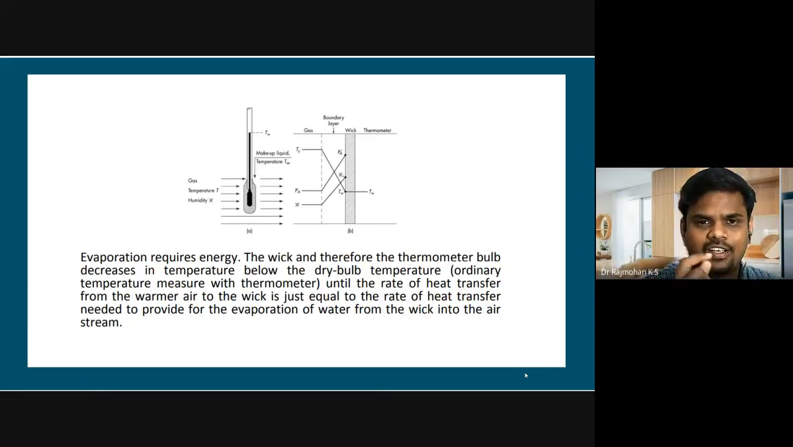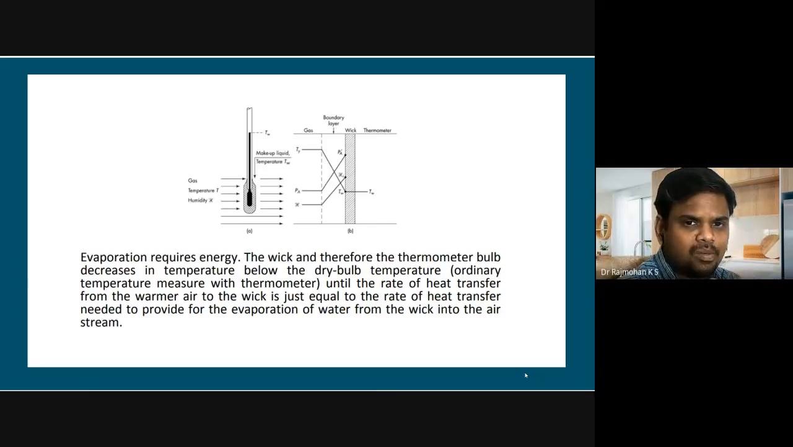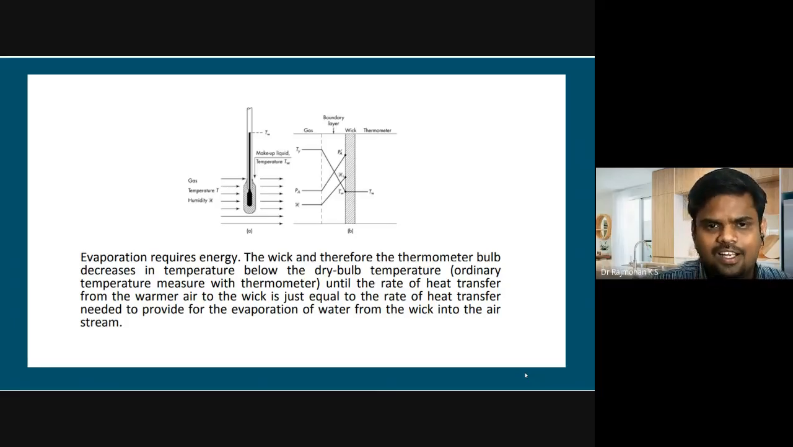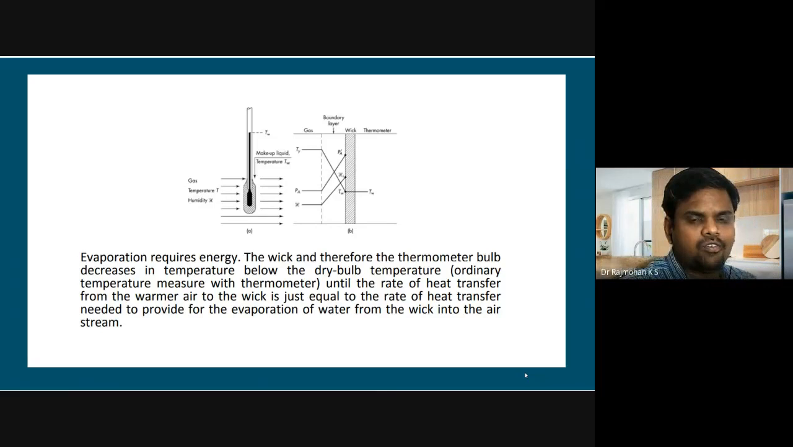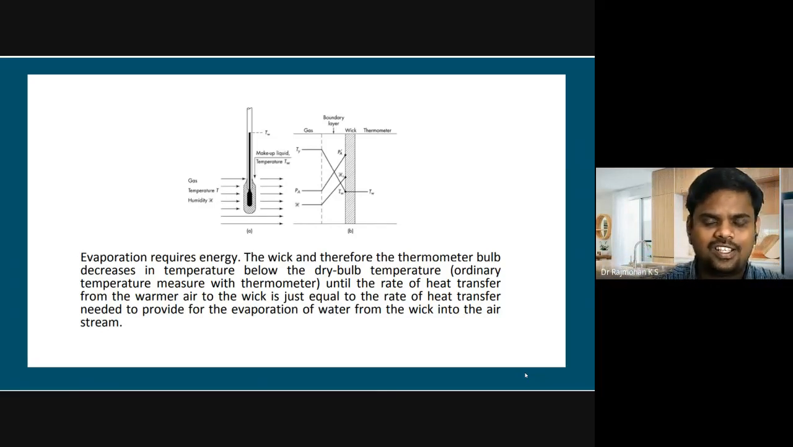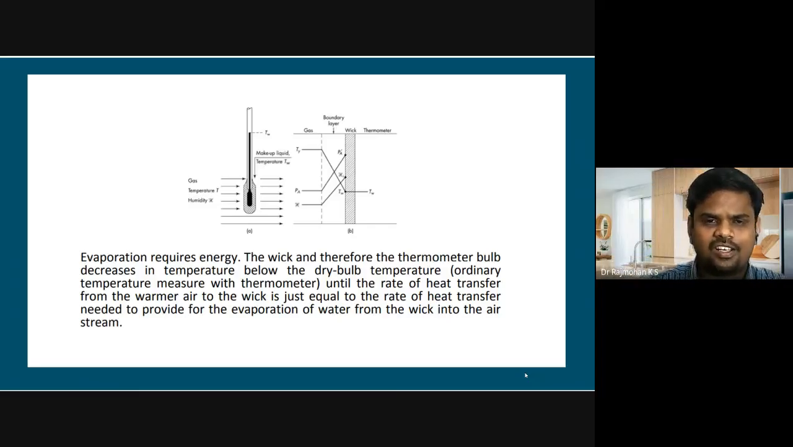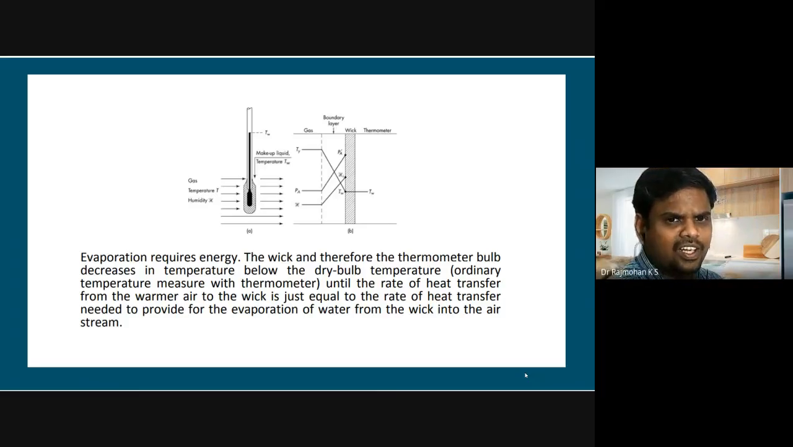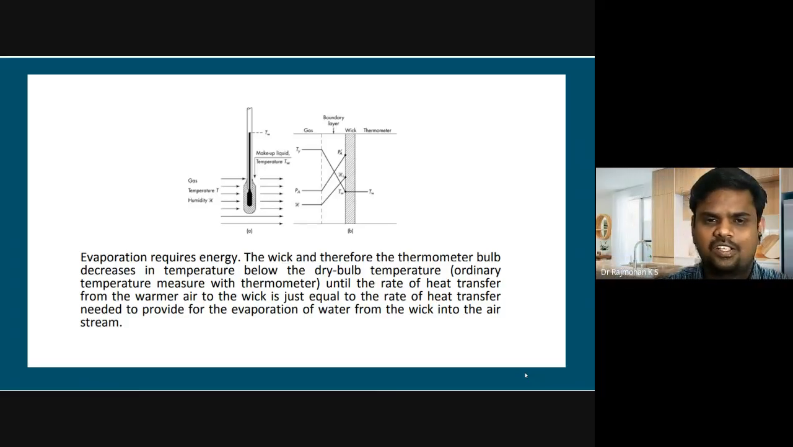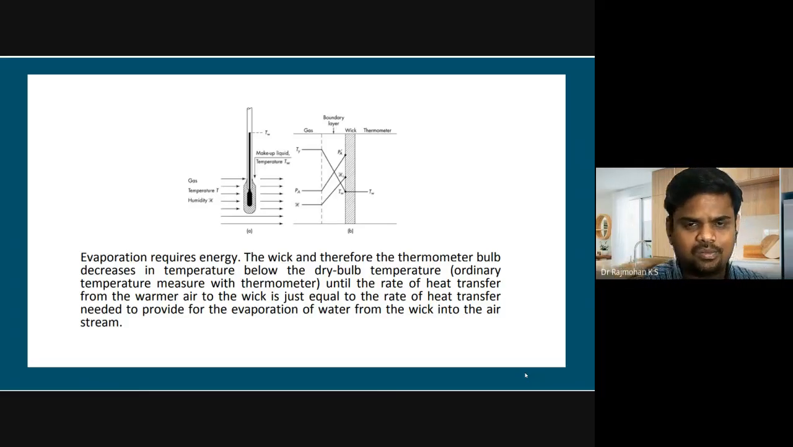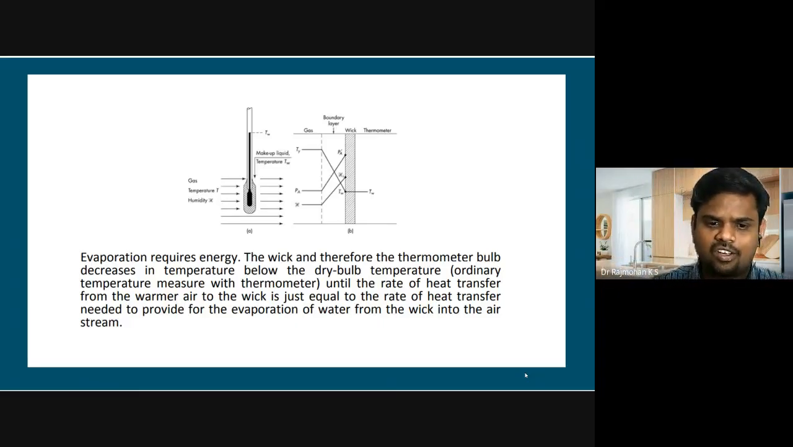If you have a wet wick connected to a thermometer and a dry bulb thermometer, the dry bulb thermometer will have a higher temperature reading, whereas the wet bulb will reflect a temperature less than the dry bulb temperature, because some of the heat is used to evaporate the water, right? So actually they will be in equilibrium, when the heat transfer that is taking place to evaporate the water and the atmospheric air come in contact with each other.